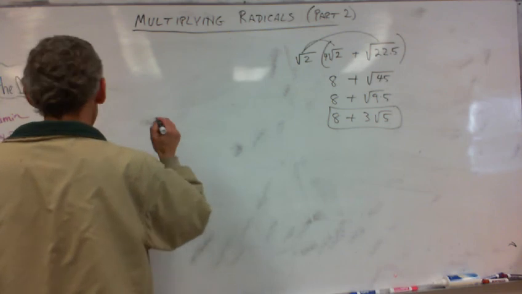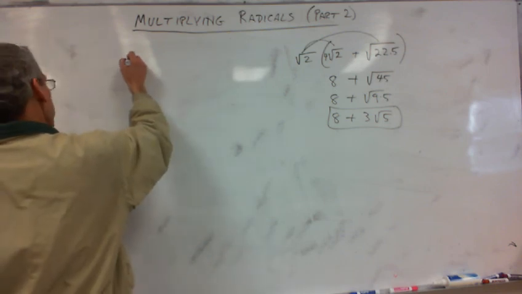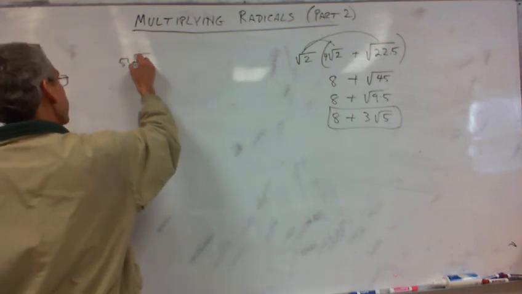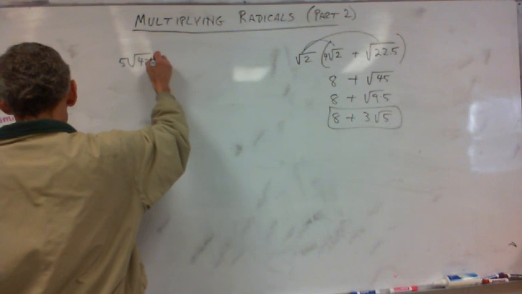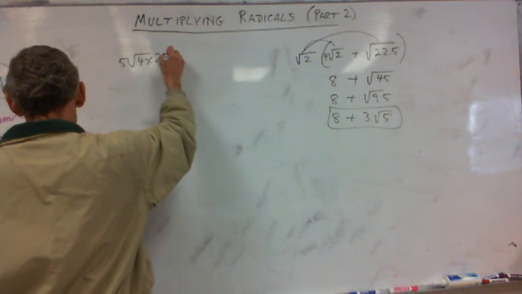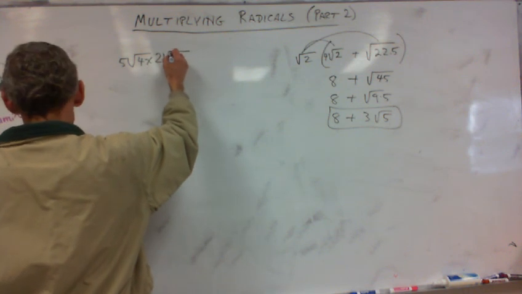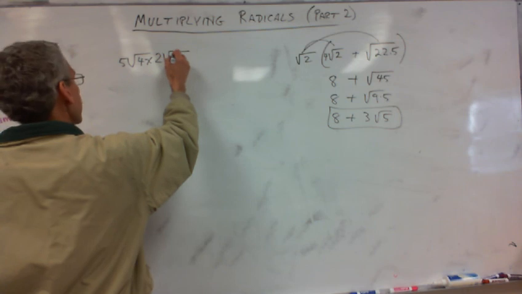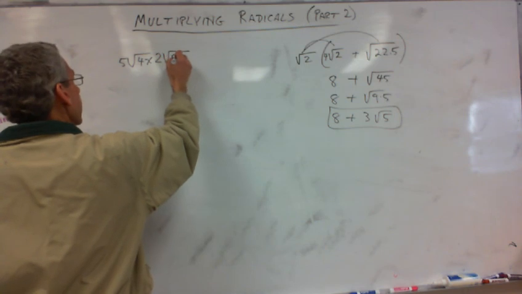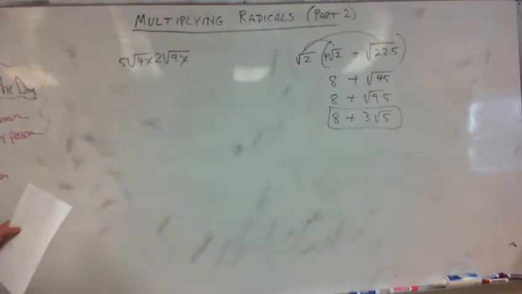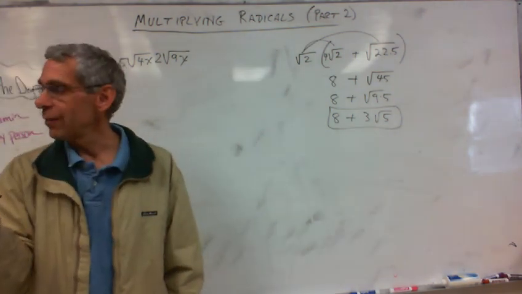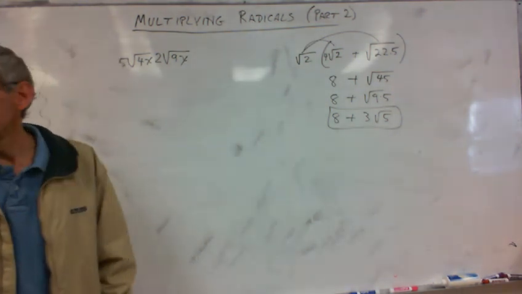Okay, what if I gave you something like this, though? What if I gave you 5 square root of 4x, 2 square root of 9x? Well, that doesn't make sense. There's no multiplication signs. I think it automatically multiplies if there's nothing there. Exactly. In algebra, that's the case. It almost is the case.